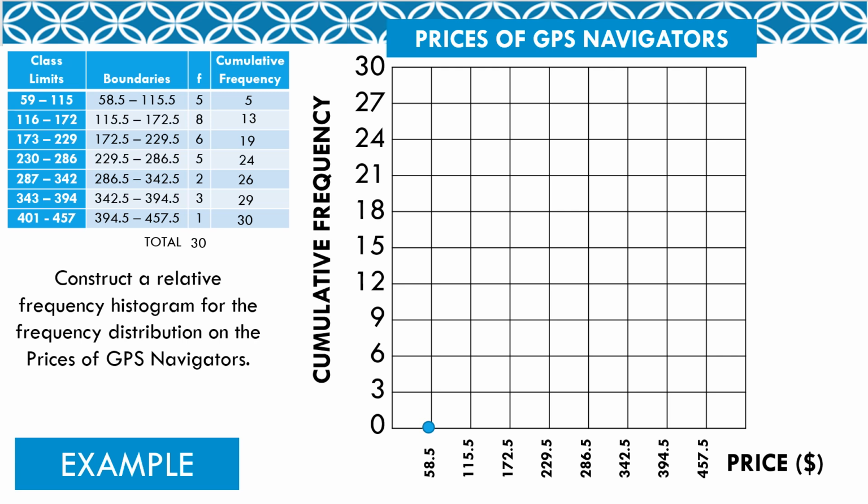And then at the 115.5, see the upper class boundaries, that list right there? In our table, we're going to plot it at 5. We're using cumulative frequencies. For the 172.5, we're up to 13. When we get to 229.5, we're up to 19. When we get to 286.5, we're at 24. When we get to the upper class boundary of 342.5, we've accumulated 26 values. Do the last one, and then we should get to 30 by the end of our highest upper class boundary. Connect your points.